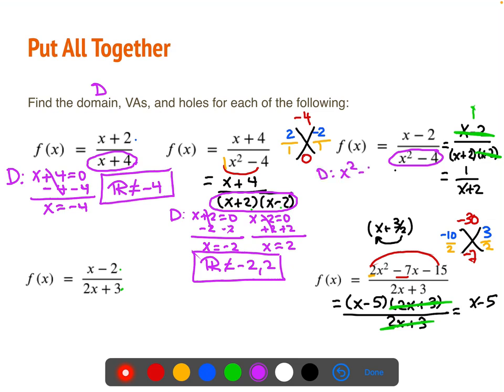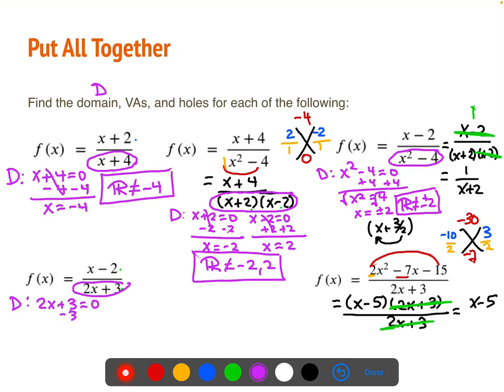So my domain would be all real numbers except negative 2 and positive 2. Now this guy over here, I would still set the original bottom equal to 0 on the domain. So x squared minus 4 equals 0. Add 4 to both sides. X squared equals 4. To undo a square, remember we square root. So x equals plus and minus 2. So his domain is all real numbers except plus or minus 2.